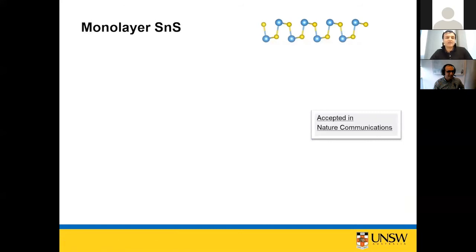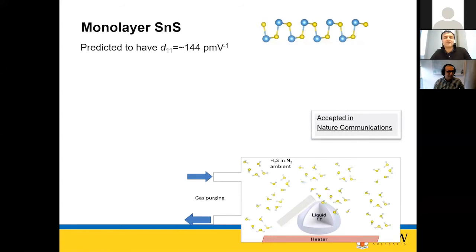Now, can we do other things? I said if we change the ambient, we can go from oxide to sulfide. Here, in sulfide, the structure is like this. As you see, it's like an accordion. We can stretch it forever. As a result, the calculation shows that the predicted value of the piezoelectric coupling coefficient for this material is very high, 144 picometer per volt. Actually, it means that if you have a layer of this tin sulfide and you just bend it, it should produce about 2 volts for you.